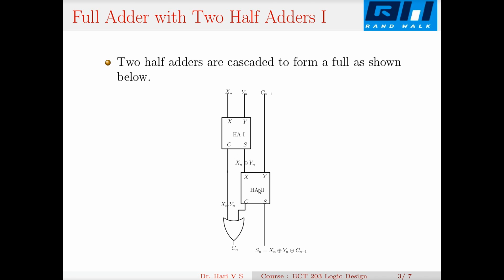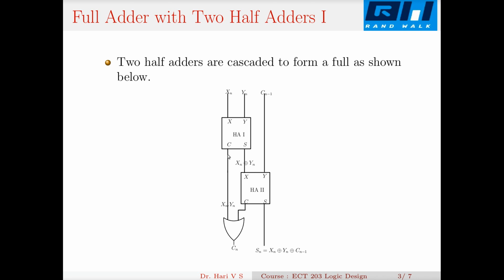This I apply to another half adder with cn minus 1, so that this sum output is xn xor yn xor cn minus 1. This is the sum output of a full adder. So if you take this as a block, you can see that the inputs are xn, yn and cn minus 1, and the sum output is xn xor yn xor cn minus 1. This is how the sum part of a full adder is realized.